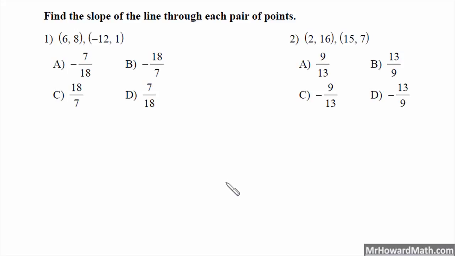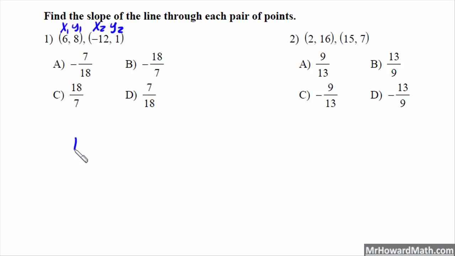Alright, this video is for my Algebra 1 students for their test review covering writing linear equations. So this first problem says find the slope through each pair of points. We always label these x1, y1, x2, y2, and then we just plug them into the slope formula.